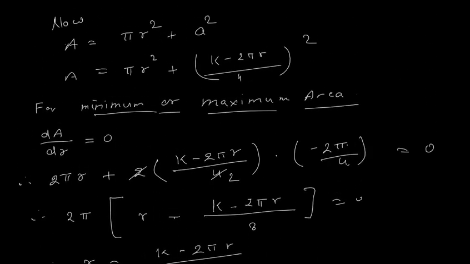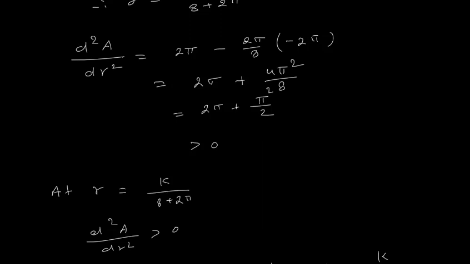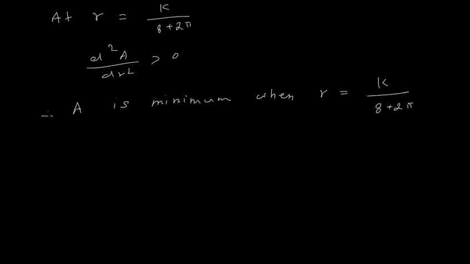Now let us go to the problem. The problem is the sum of the perimeters of a square and circle is k, where k is some constant. Prove that the sum of their areas is least when the side of the square is double the radius of the circle. Now side of square is double the radius of the circle, that we have to check. So r, I have got r is k upon 8 plus 2 pi.